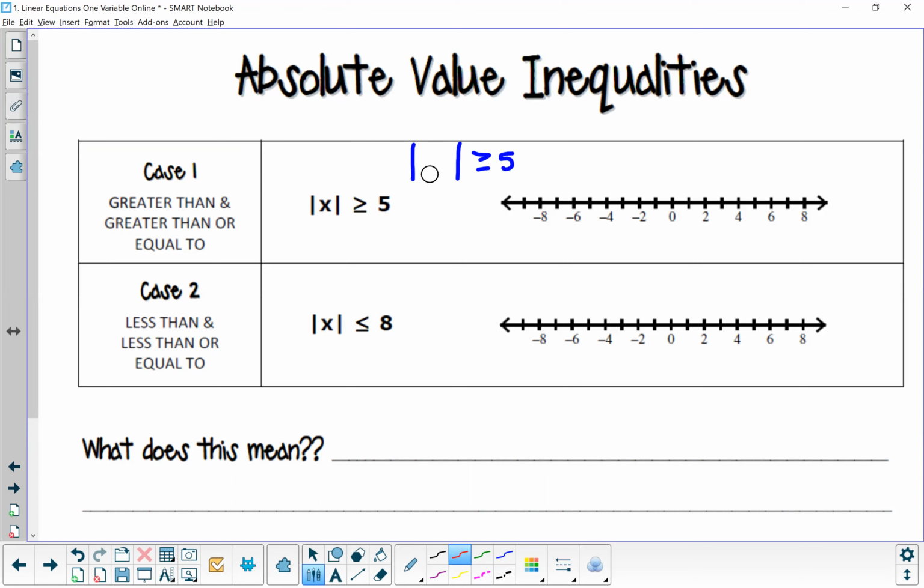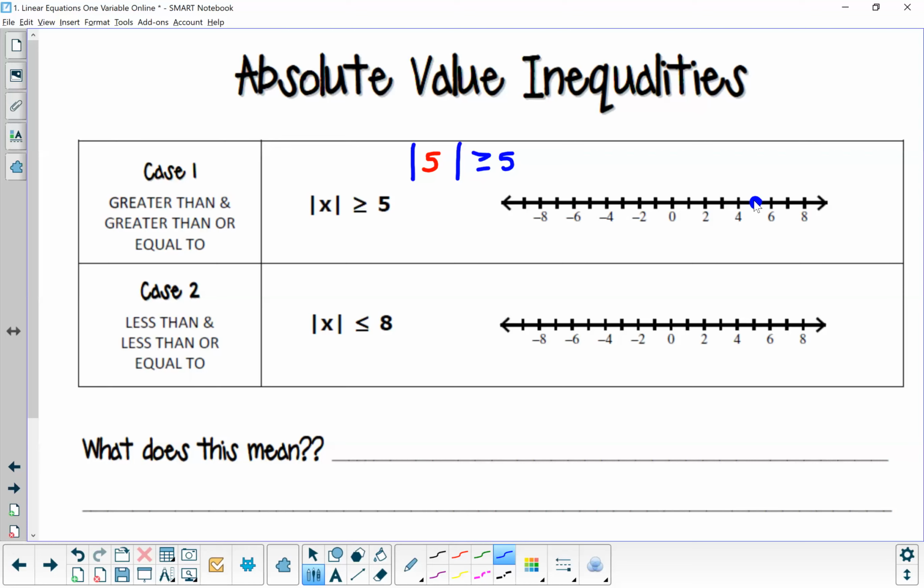Let's try something else. How about 3? So we have 3 on our number line. Is 3, the absolute value of 3, greater than or equal to 5? Meaning, is 3 greater than or equal to 5? It is not. In fact, let's keep going. How about 5? The absolute value of 5, is that greater than or equal to 5? It is. It's equal to. And so I can shade 5.